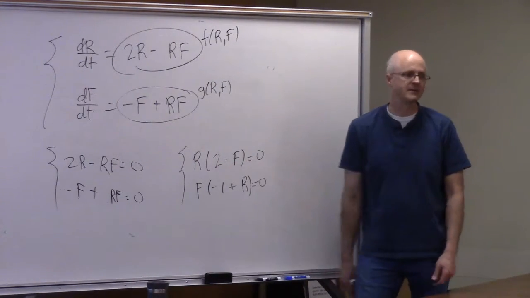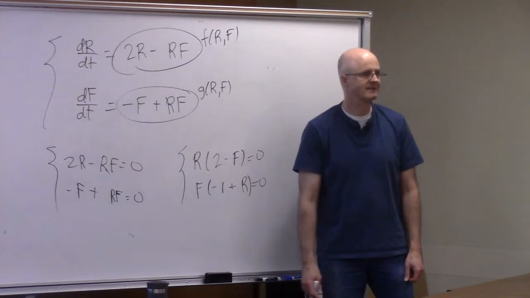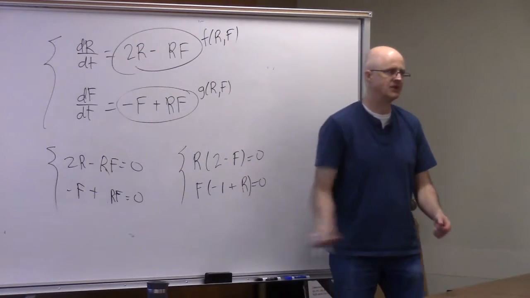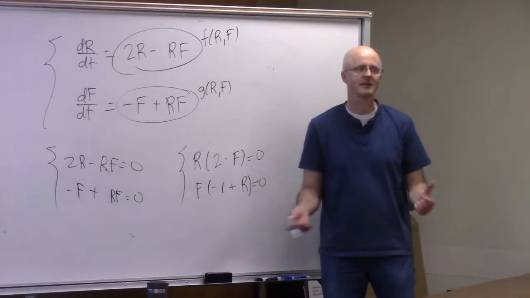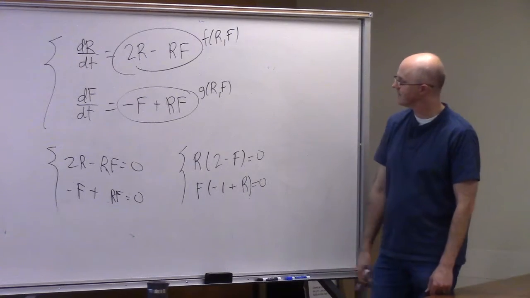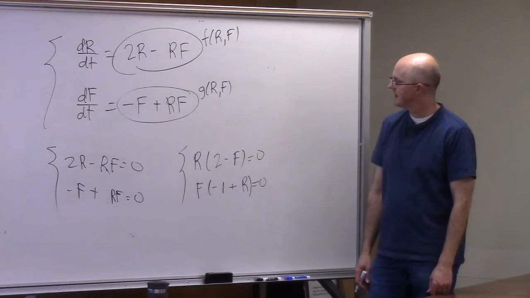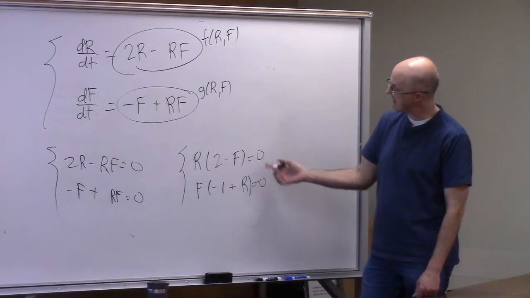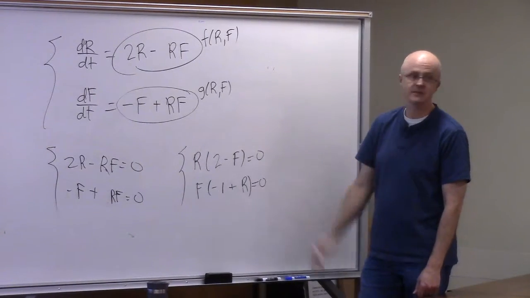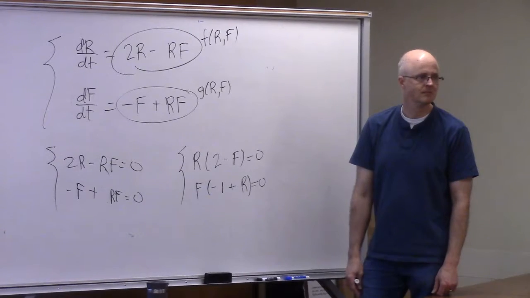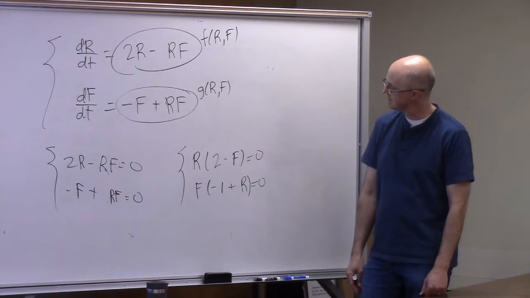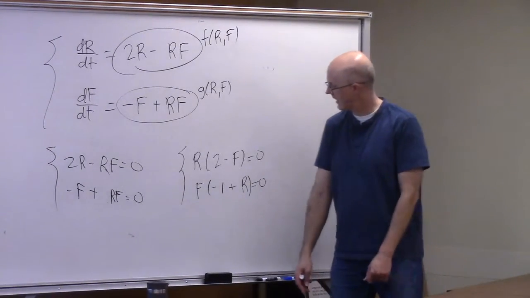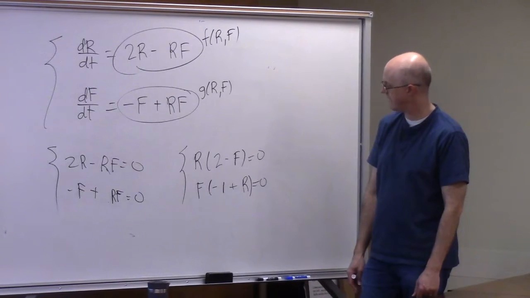If R and F are both 0, if there are no rabbits and no foxes, they stay 0. You don't inject them into the environment or kick them out in this model. These equations can also both be 0 if R is 1 and F is 2. Are there any other solutions? Sometimes there can be.